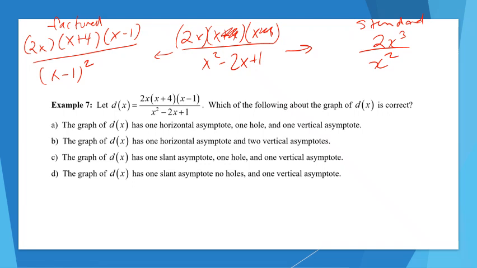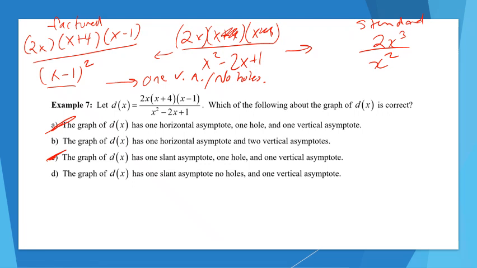Taking a look at our factored form, we have from this only one x value that gives us a 0 in the denominator. So this should have one vertical asymptote because this is a bottom-heavy factor. And then this should also have no holes. So both are very important. So we can eliminate anything that says it has a hole. So A and C are gone.